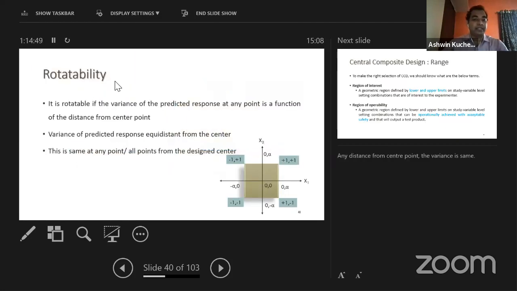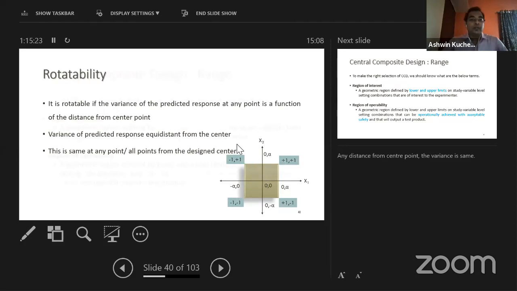Now, what is rotatability? If you rotate this block at any distance from the center and the variance remains the same, that is called rotatability for central composite design. It is rotatable if the variance of a predicted response at any point is a function of the distance from the center. If you rotate and the variance remains the same, that is called rotatability. This is the same for all points at different design corners from the design center.